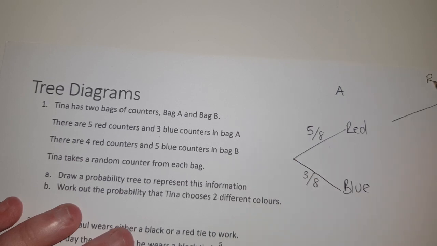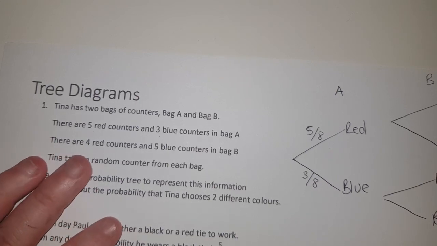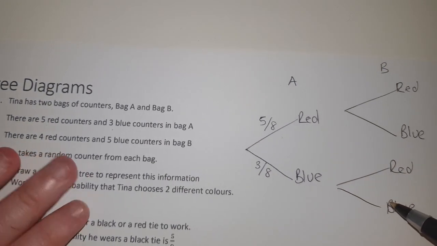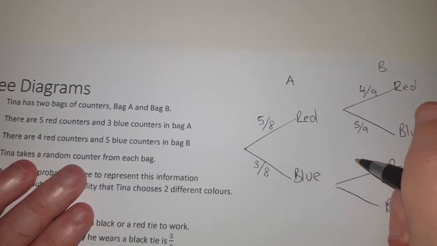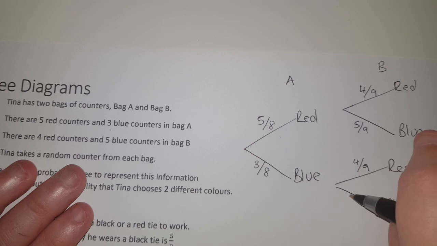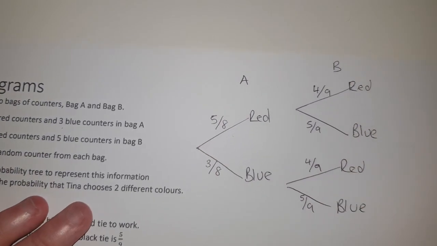And then for bag B, you've got red and blue again. For bag B, there was 4 red counters and 5 blue, so that's 9 counters altogether. 4 out of 9 are red, 5 out of 9 are blue. So that's the same again at the bottom. And then we want to work out the probability that she chooses 2 different colours.